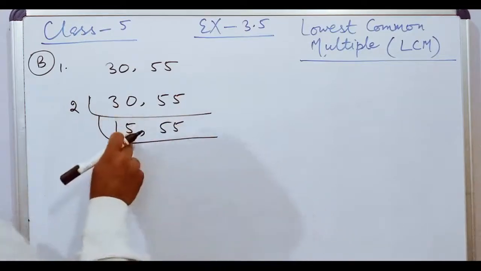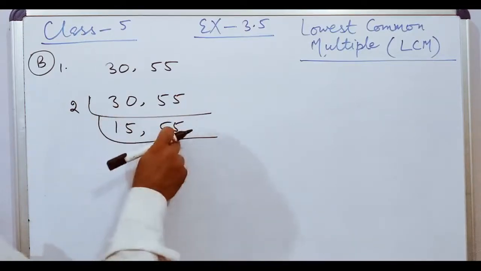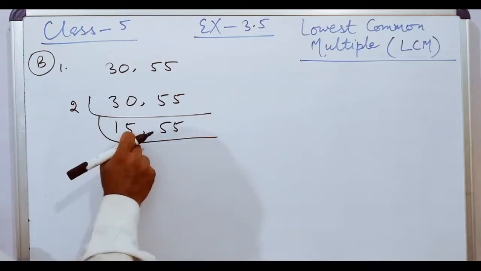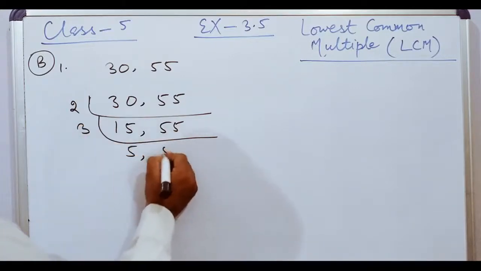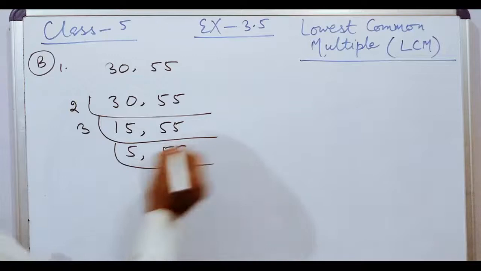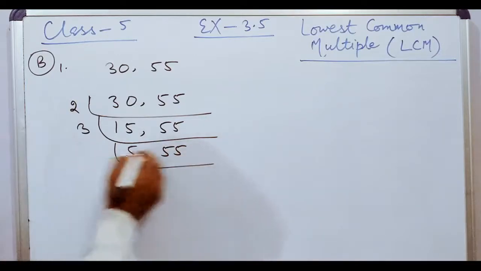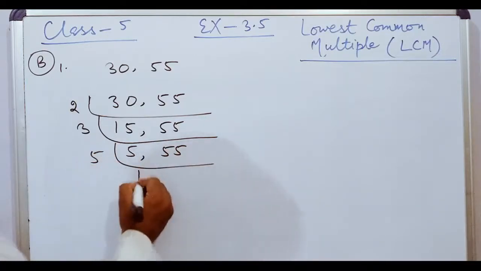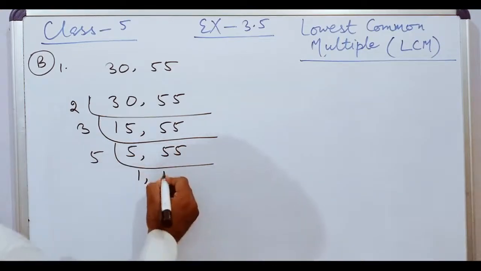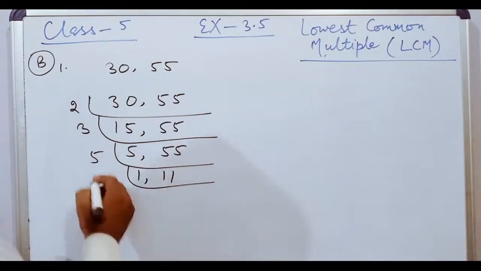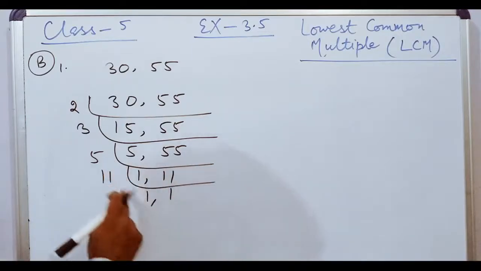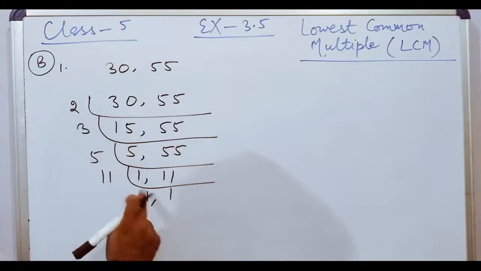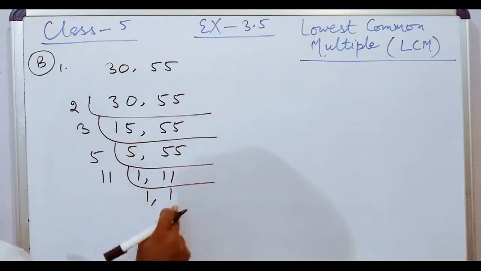Now see, at last 55: 1 plus 5 is 6, it is divisible by 3. 3 5s are 15, so we will divide it by 3, 3 5s are 15, and 55 we will write the same. Now by 5 we will divide, 5 1s are 5, 5 11s are 55. Now only 11 is left. At last we have to get 1.